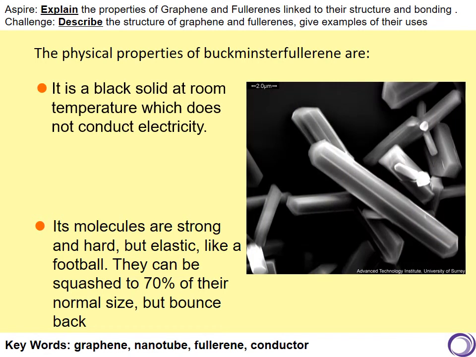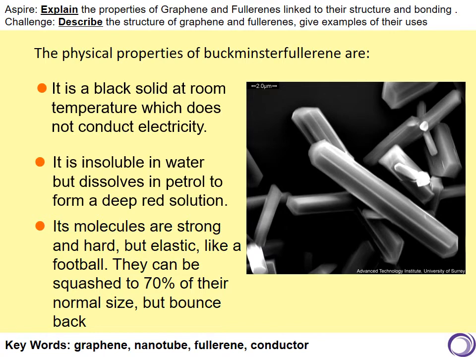Buckminster fullerene is a black solid at room temperature, and it does not conduct electricity. It's insoluble in water, but it will dissolve in petrol. And its molecules are strong and hard but elastic like a football. They can be squashed to about 70% of their normal size, but then just like a ball they will bounce back.